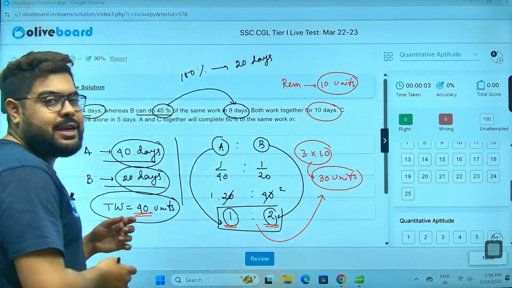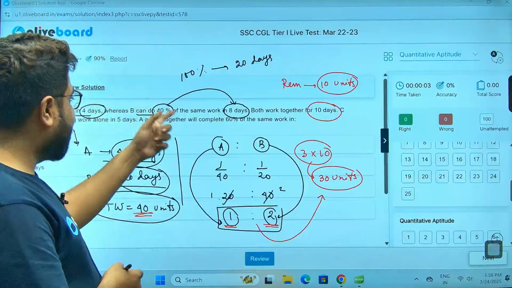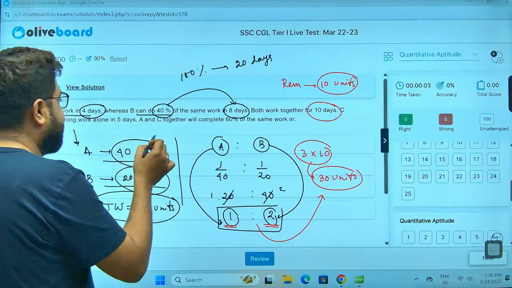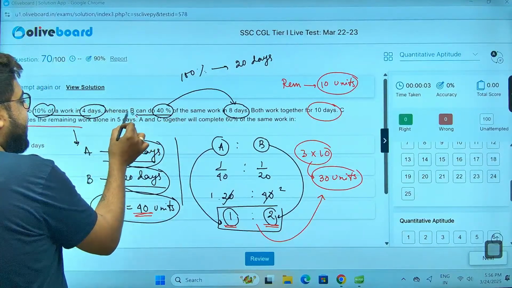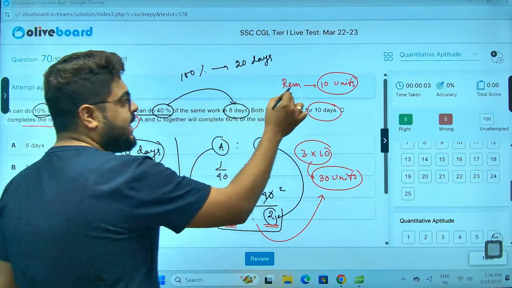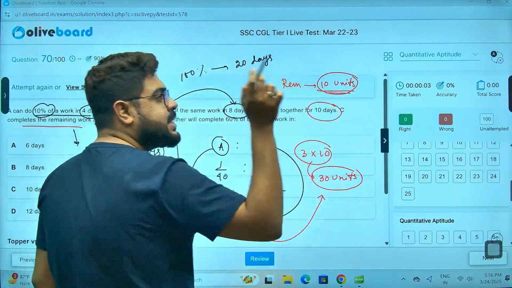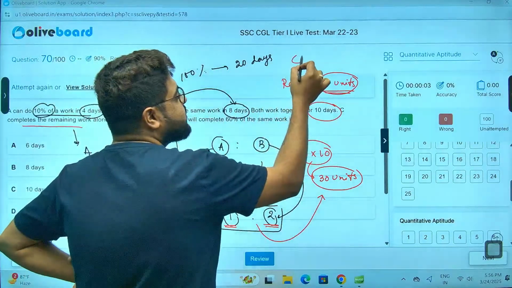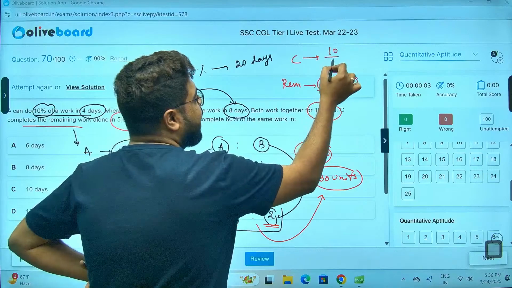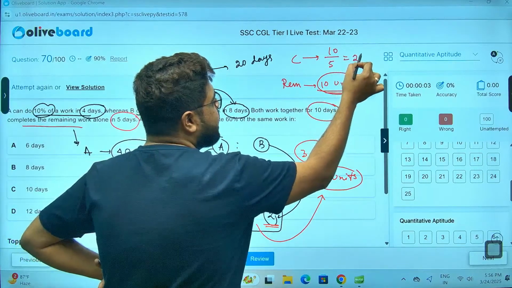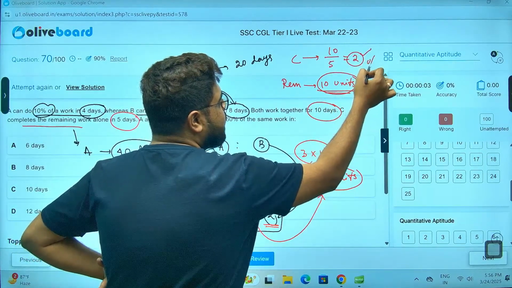Now, out of these 10 units, C completes the remaining in 5 days. That means these 10 units he completes in 5 days. What is the efficiency of C? 10 by 5. That means C does 2 units every day.